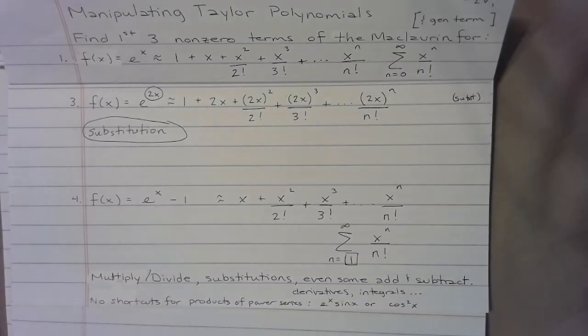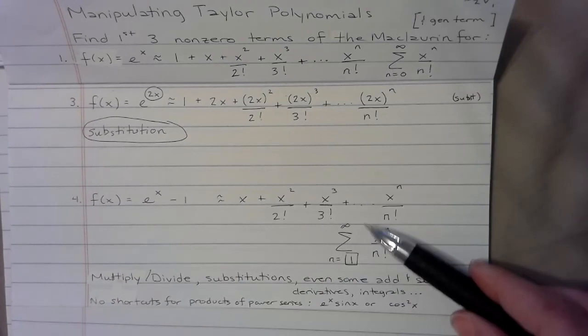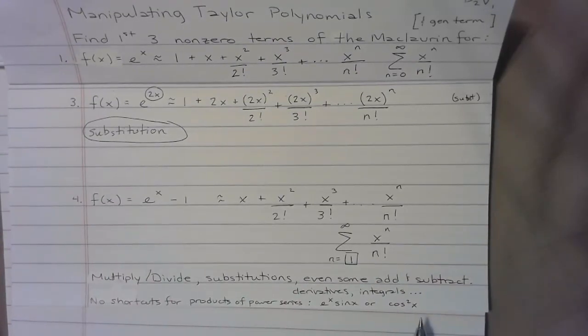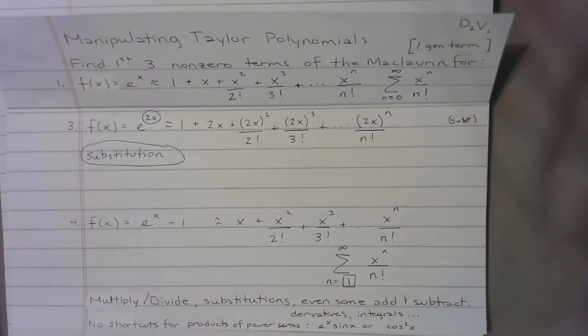The only thing is there's no shortcuts for products of power series. If you're trying to take e to the x times sine x, think about that. An infinite number of terms, that's what we're doing here, a sum of an infinite number of terms for e, and distributing it to an infinite number of terms in the sine, that's going to be difficult. Or taking cosine times itself. Those are things that we have no shortcuts for, but we do have quite a bit of manipulations that we can do.